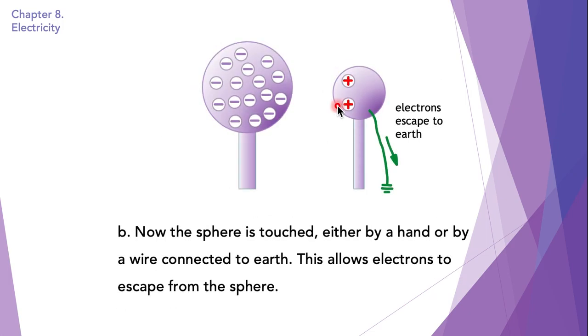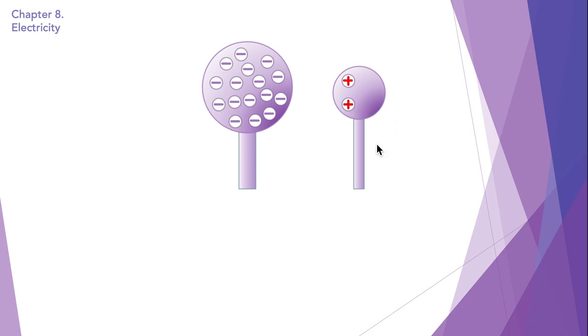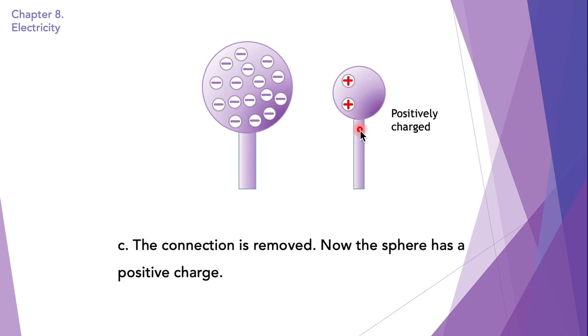Now, the sphere is touched either by hand or by a wire connected to earth, and this allows the electrons to escape from the sphere. Because electrons are repelled from the negative charge of object A, they escape to the earth by this wire connected to the earth, or if it is touched. After this, the connection is removed. Now the sphere B has a positive charge distributed all over it.